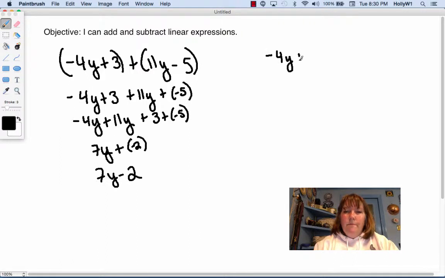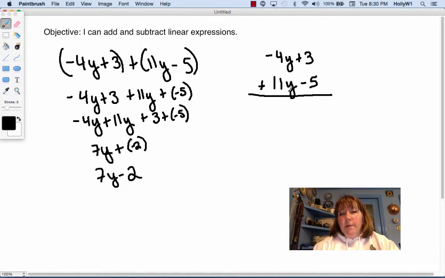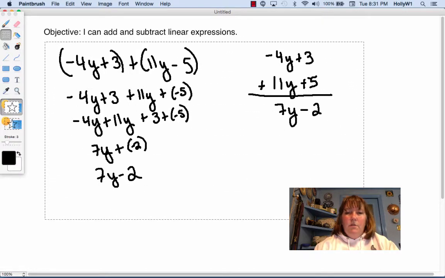Okay, now let's do this vertically. Negative 4y plus 3, add 11y, subtract 5. I'm going to add those two together. Negative 4y plus 11y is 7y, and 3 plus a negative 5 is negative 2. So 7y minus 2. You can do it either way. As long as you get the correct answer, you can do it this way, thinking of it linearly, or you can do it this way, thinking of it vertically. All right, let's try some on your own.